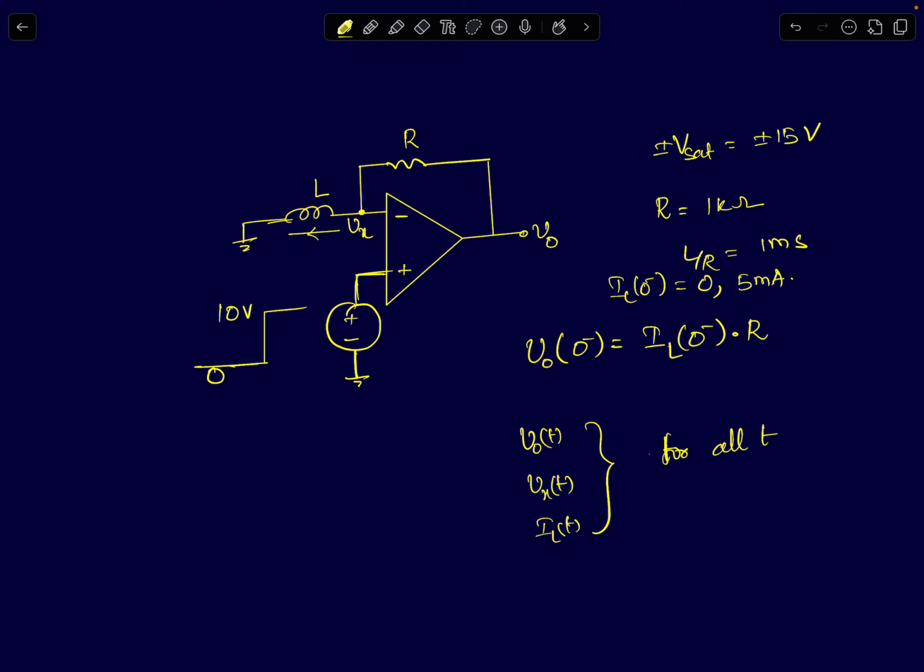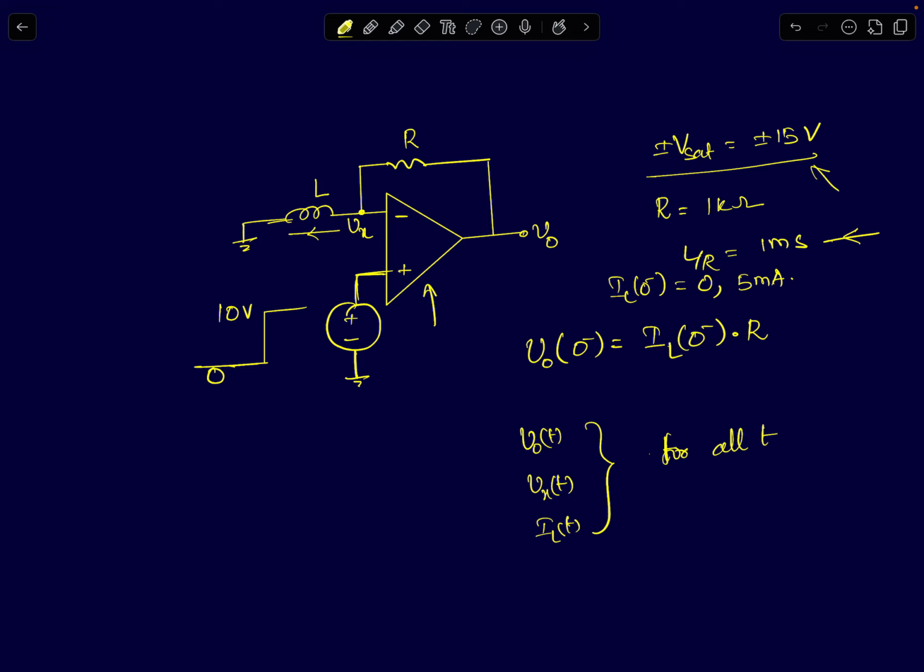It's given that the resistance value is 1 kilo ohm and the time constant L upon R is 1 millisecond. And again, the op amp is ideal except for the saturating voltages. That is, the op amp's output cannot go greater than plus minus 15. It can only take values between plus and minus 15. That is, the op amp has a saturating nonlinear characteristic where the maximum value it can reach is plus 15 and the minimum is minus 15.